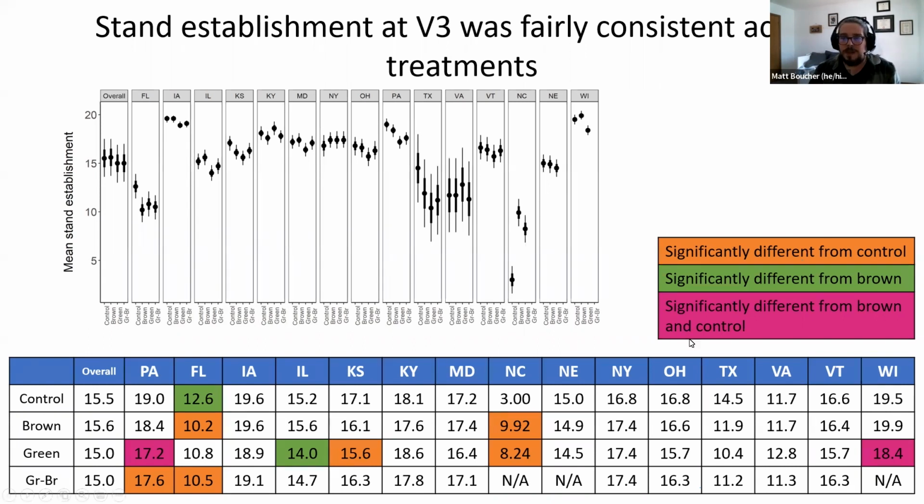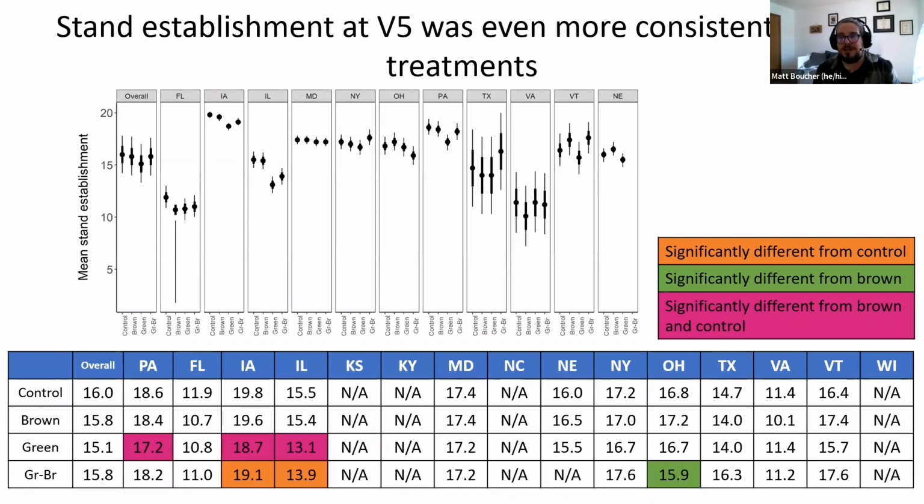So you can again kind of see this resolution here in Wisconsin, where they had a lower stand establishment. Virginia had higher stand establishment, which was generally against the trend at V3, but it happened in a few states. Kentucky's another one here. Similar deal at V5. So we did this assessment twice, at V3 and V5. And so here's our stand establishment again. Things were a little bit more consistent. But in Iowa, Illinois, and Pennsylvania, we did see significantly lower stand establishment.